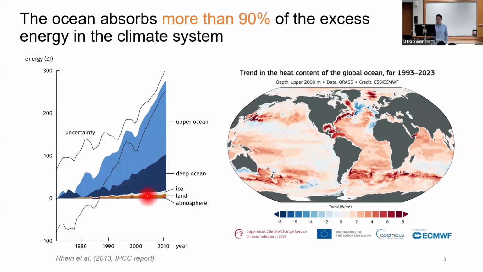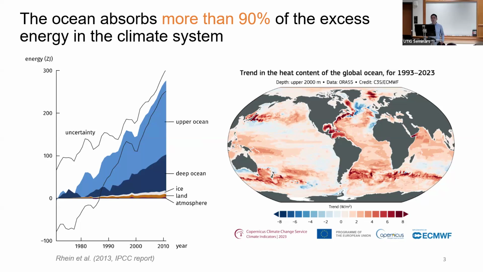this figure, which shows the heat absorbed by different components of the climate system, you can see almost all of the heat goes to the ocean, and the land, atmosphere, and ice only take a small fraction of that. So that means the ocean really acts as a buffer of the global warming. Without this buffer, the warming would be much more rapid. So it's quite important for us to monitor the ocean warming.